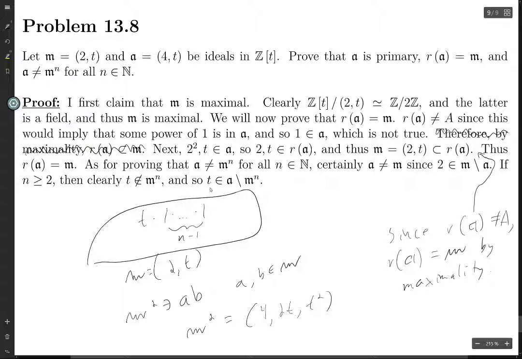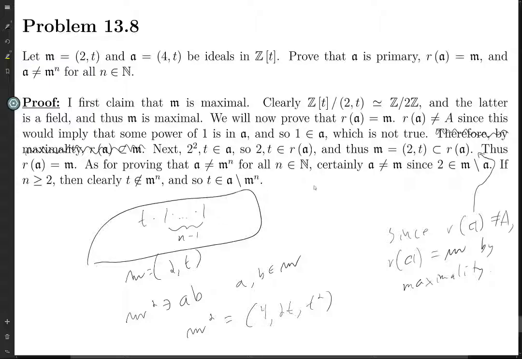So therefore you have an element t which is in a but not in m to the n. So basically in all scenarios you can always find something that's in one but not the other, and so the two things can't be equal. Maybe there's a more elegant solution to this, but I think this one's a very straightforward argument.